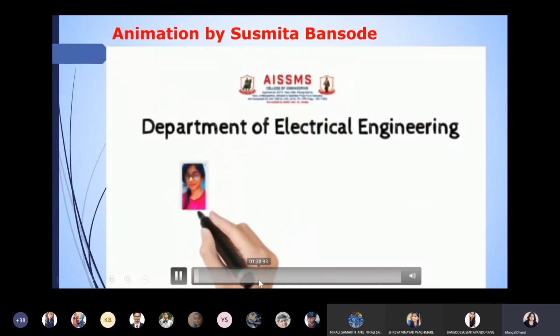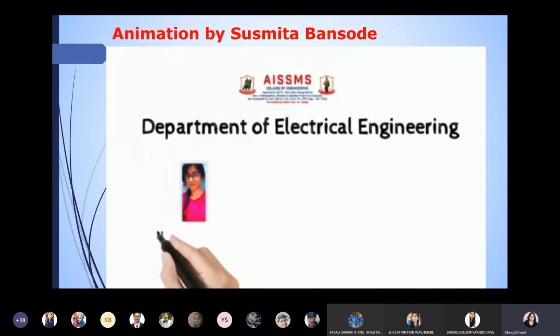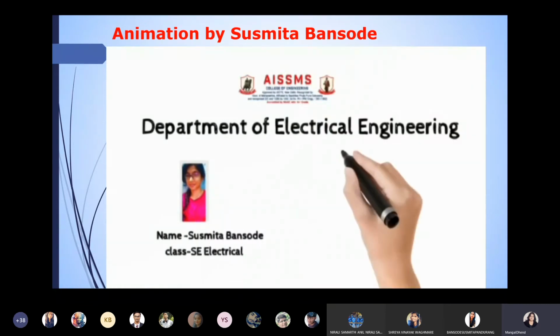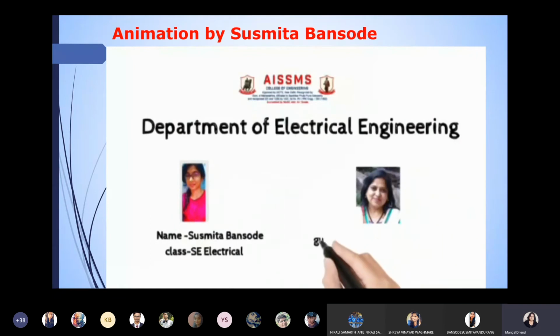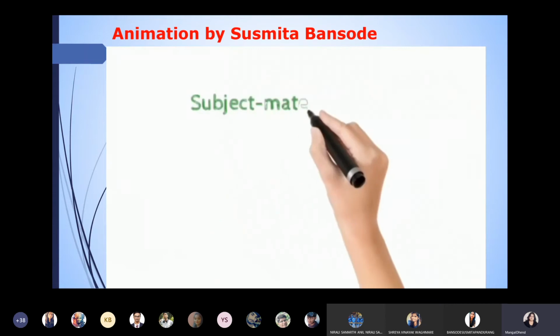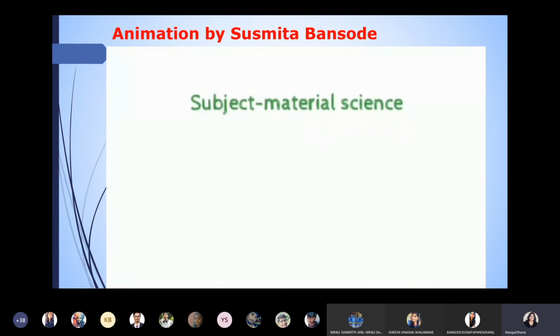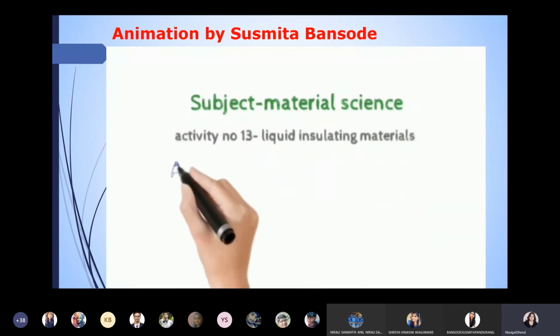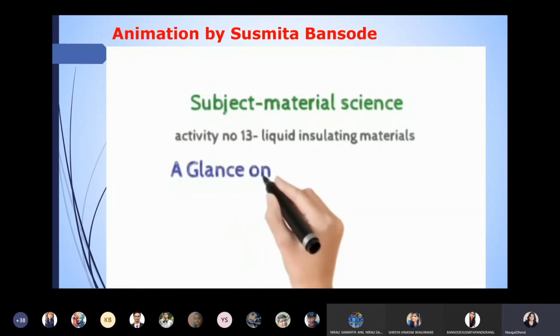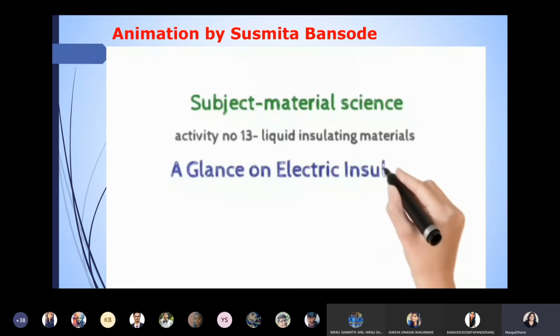Good morning, all of you. I am Susmita Bansode, studying in SE Electrical from AISSMS COE. My presentation is on liquid insulating materials, guided by Dr. Mangal Dahel ma'am. Subject is material science and I am going to perform activity number 13, which is liquid insulating materials. A glance at electric insulators.